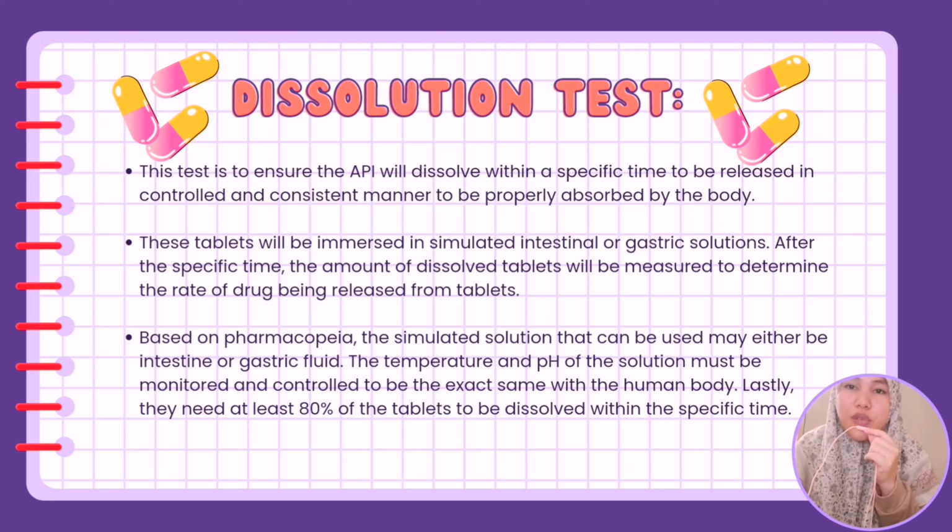Okay, next. So in our product, we also do the dissolution test. This test ensures the API will dissolve within a specific time to be released in a controlled and consistent manner to be properly absorbed by the body. These tablets will be immersed in simulated intestinal or gastric solutions. After the specific time, the amount of dissolved tablet will be measured to determine the rate of drug released from the tablet. Based on pharmacopoeia, the simulated solution may be either intestinal or gastric fluid. The temperature and pH of the solution must be monitored and controlled to be exactly the same as the human body. Lastly, at least 80% of the tablet needs to be dissolved within the specific time.